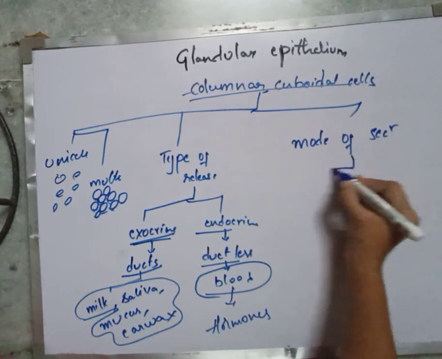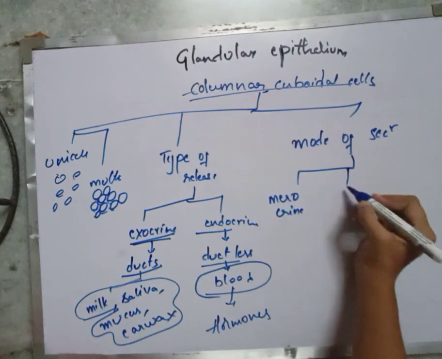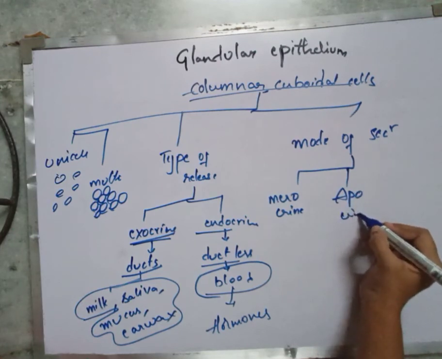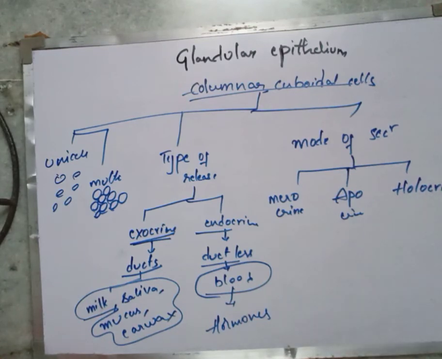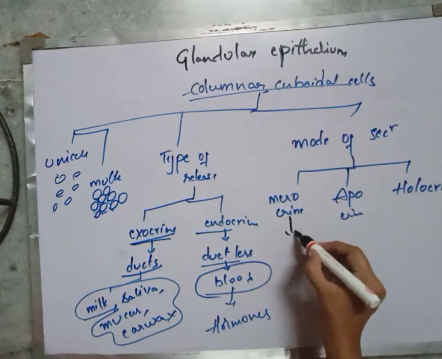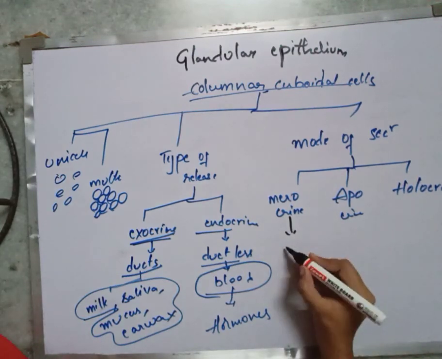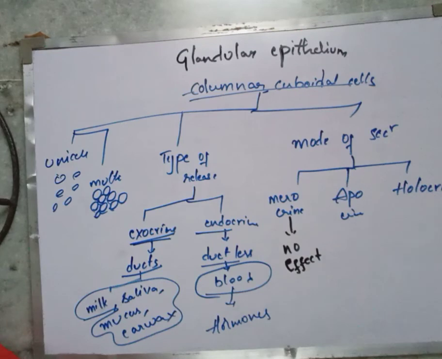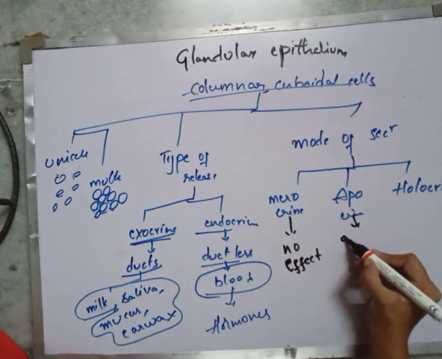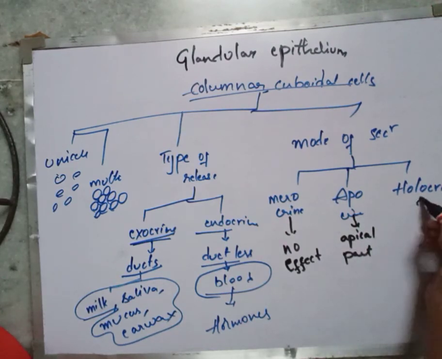Based on the mode of secretion, glands are classified into merocrine, apocrine and holocrine glands. In the merocrine gland, the secretions are released without affecting or damaging the cell. So there is no effect on the cell of the tissue. Whereas in the apocrine gland, the apical part is pinched off with secretions. And in holocrine glands, the entire cell is pinched off.